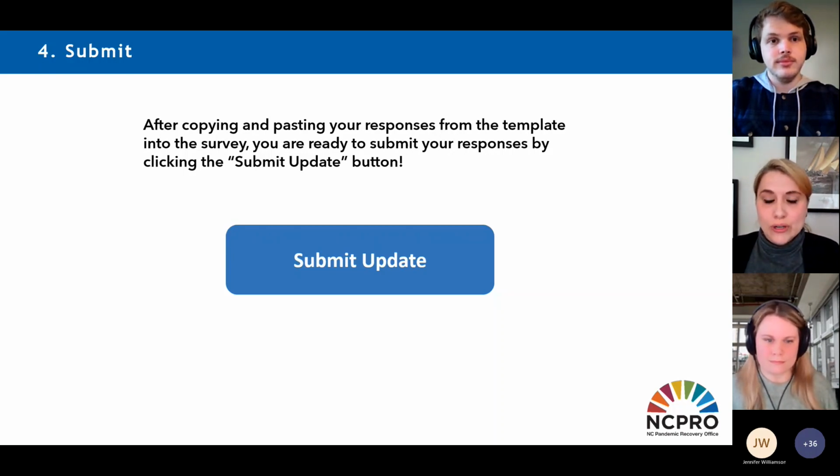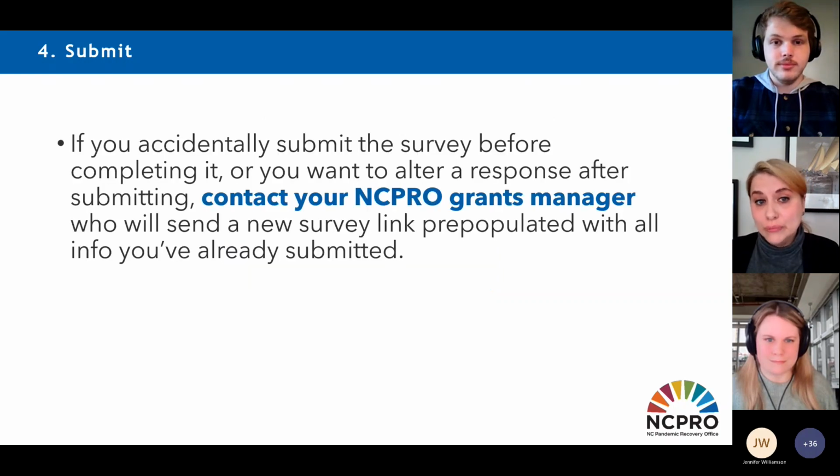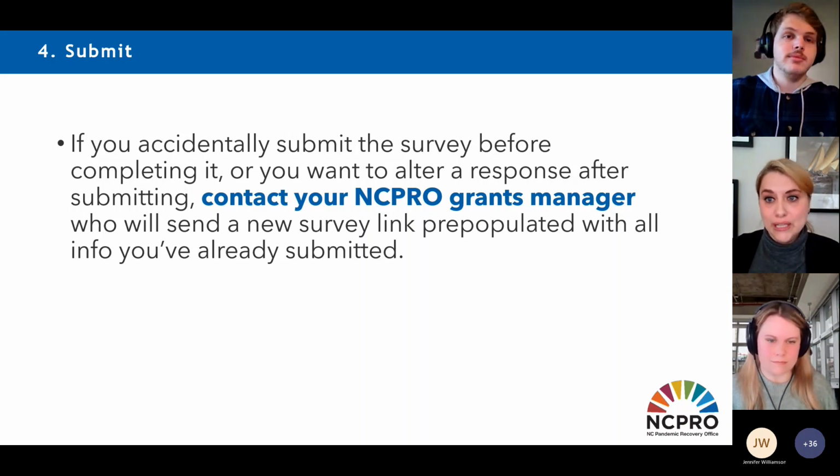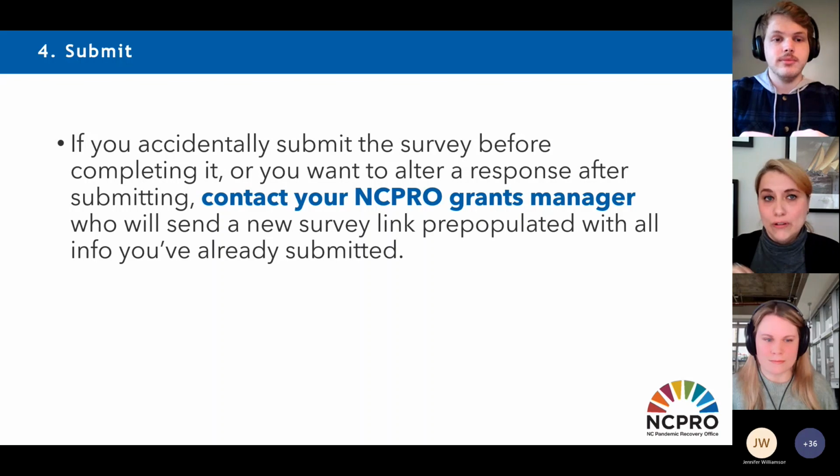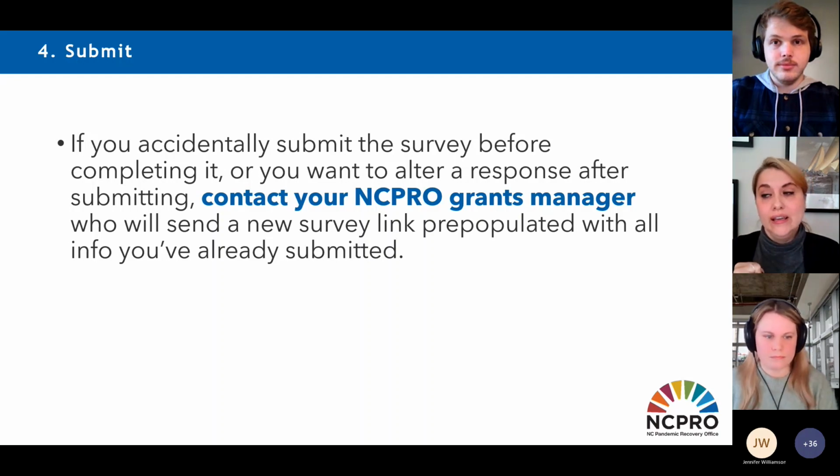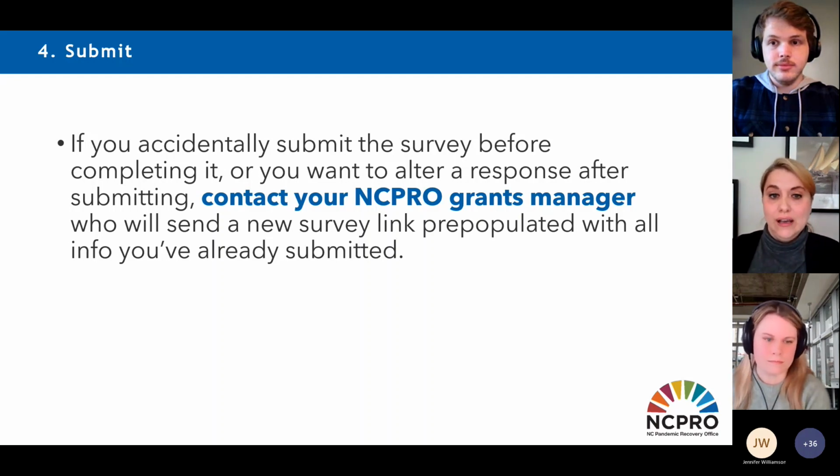And then it's important to note that if you accidentally submit the survey before completing it, or if you want to alter responses after you've submitted, feel free to contact your NC Pro grants manager, who will send a new survey link that is pre-populated with all the info you've already submitted. So if you accidentally click submit but you weren't finished, all of the information you had already entered will be stored and will be sent back to you via a new survey link. And once you open that survey link, you'll see that everything you've already done is pre-populated, and you can just go in there and edit your responses.